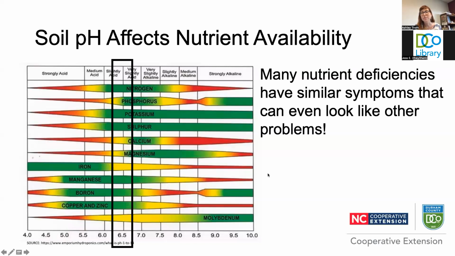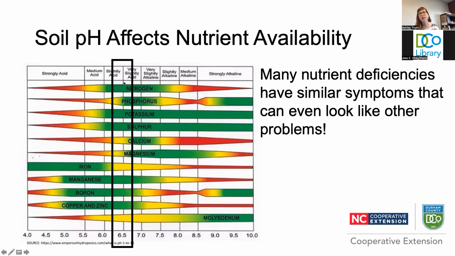This is important because many nutrient deficiencies have similar symptoms that can even look like other problems. So if you start reading about what these nutrient deficiencies look like, a lot of the time it's yellowing, stunted growth, dieback, all those sorts of things. And so it's really important to understand what's actually going on with your soil, because you might have all this yellowing and you're going out and applying whatever chemical or whatever it is, but you don't understand, well, maybe you just have a nitrogen deficiency, right?